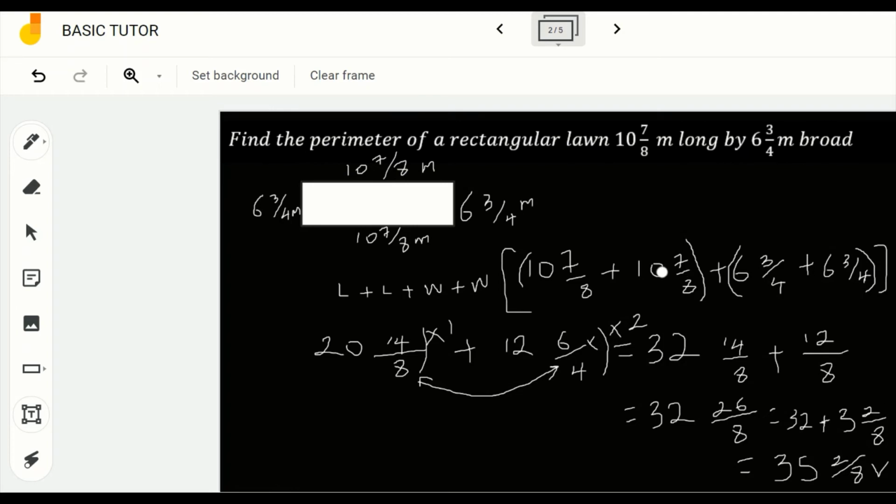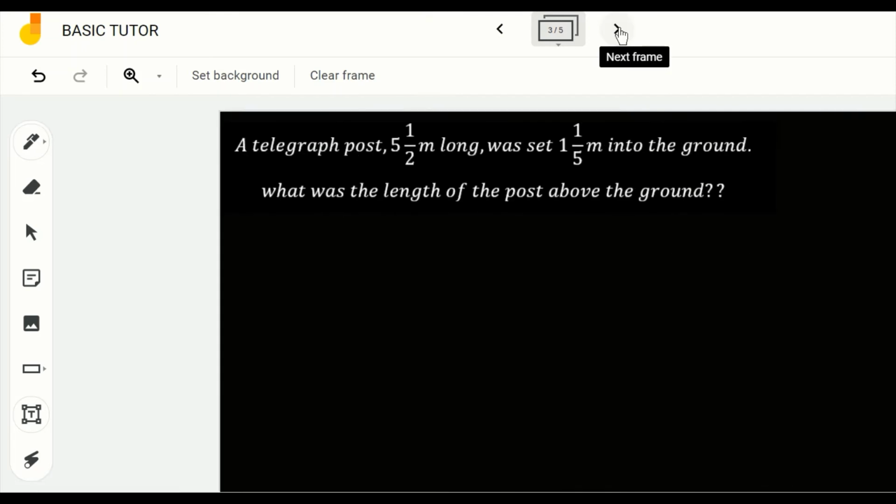So what you have to do here is to remember that for a rectangular lawn, we have to add all the sides. So that is what we did here. And at the end, we arrived at this as our final answer. Let's look at our next example.